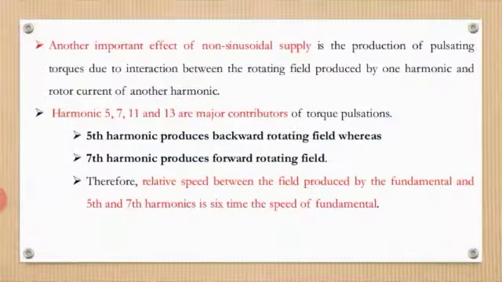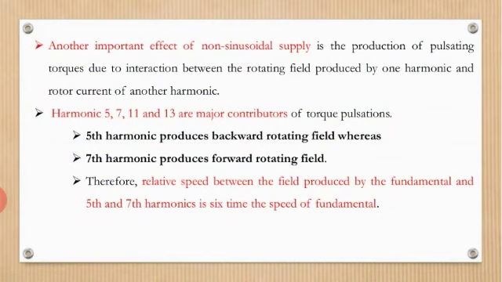Another important effect of non-sinusoidal supply is the production of pulsating torques. Pulsating torque is produced due to the interaction of the rotating field produced by one harmonic and the rotor current of another harmonic. For example, the 5th, 7th, 11th and 13th harmonics are the major contributors of torque pulsations. The 5th harmonic produces a backward rotating field, whereas the 7th harmonic produces a forward rotating field.